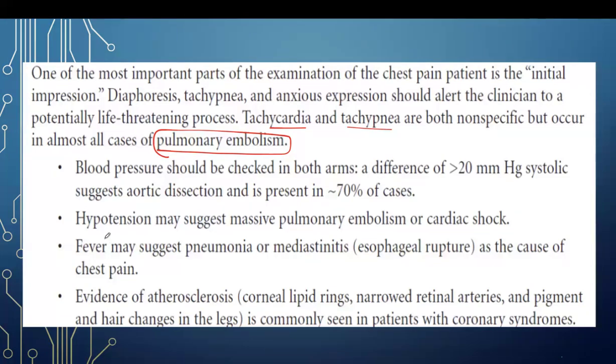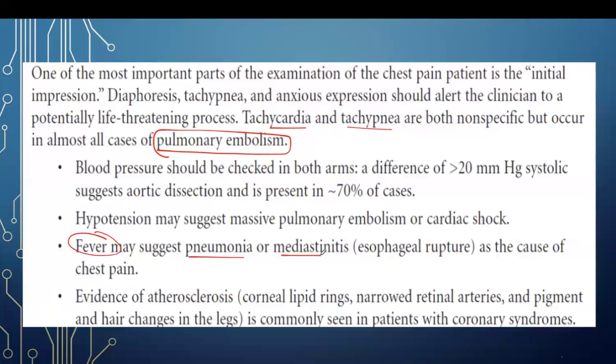Sometimes, if there is a fever with a chest pain, you would think of an infective cause, such as pneumonia or mediastinitis, because none of the other causes of chest pain usually have fever except pneumonia or mediastinitis.